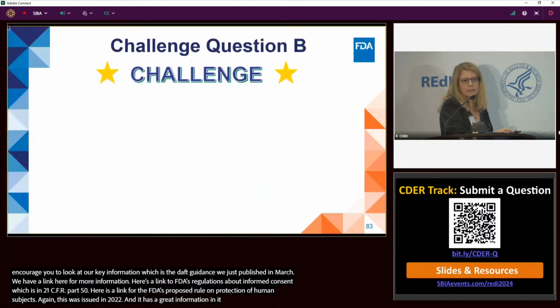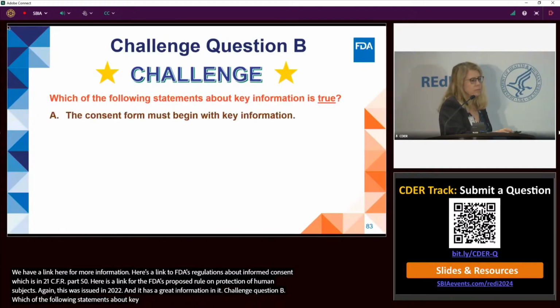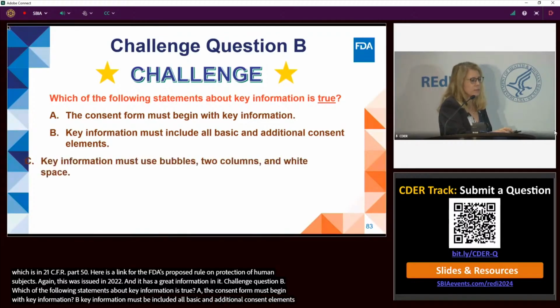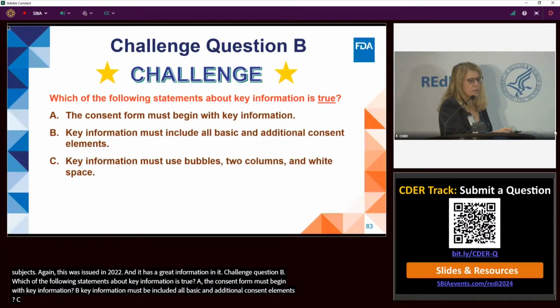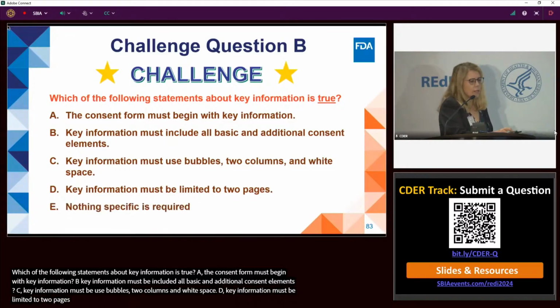Challenge question B. Which of the following statements about key information is true? A, the consent form must begin with key information. B, key information must include all basic and additional consent elements. C, key information must use bubbles, 2 columns, and white space. D, key information must be limited to 2 pages. Or E, nothing specific is required.